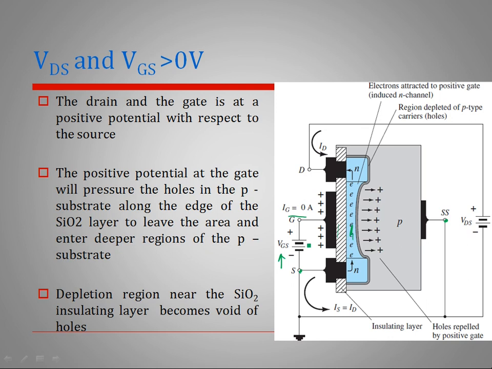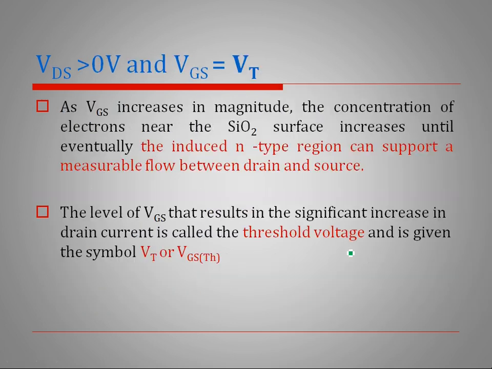Okay, so the level of VGS that results in a significant increase in the drain current through this channel. That is, this VGS has to be increased to a level known as threshold voltage, which is represented by Vt, or there is another representation, that is VGS threshold. These two are the representations for the threshold voltage. As VGS reaches this threshold value, what will happen? There will be an increase in the drain current which is flowing from the drain to source through this channel. Alright? So that is explained in these slides.